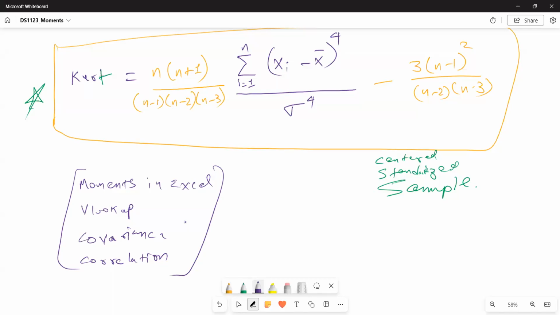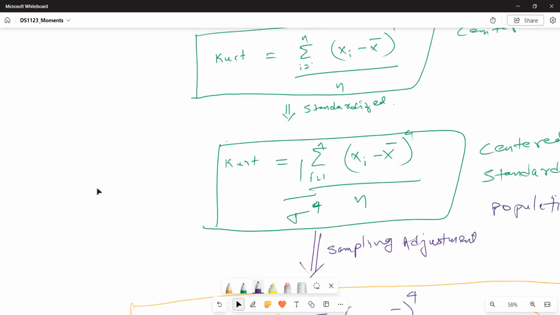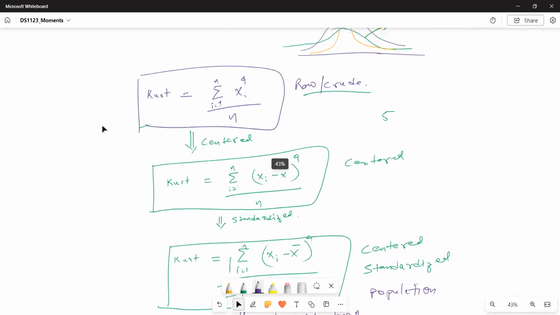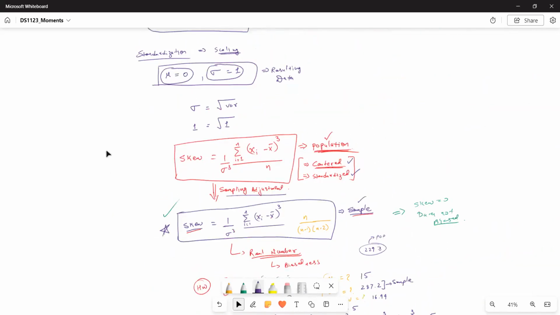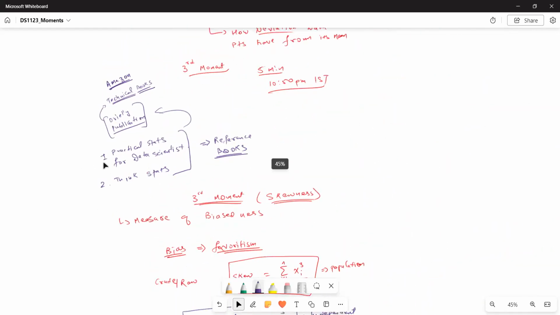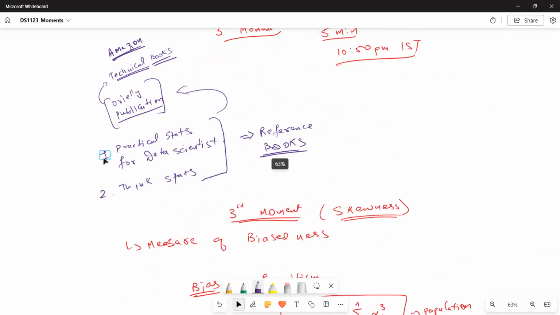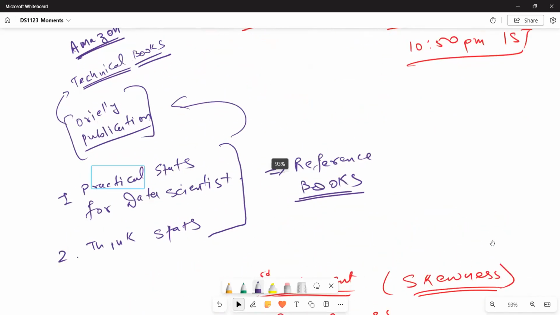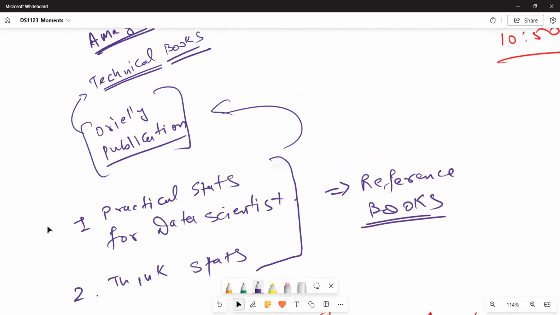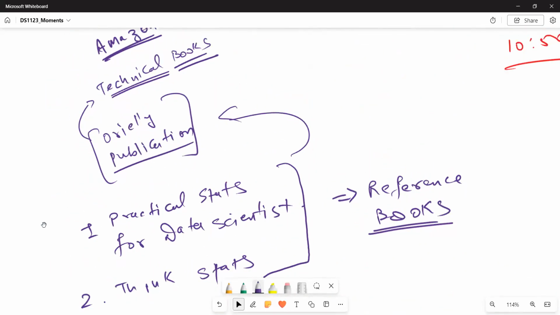Right. The name of the book is already provided. You should be a little more focused during your sessions. Right? These are the names of the books. So you can follow these books for reference. The names of the books are Practical Statistics for Data Scientists and Think Stats.